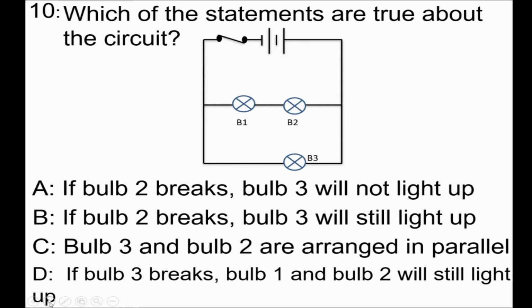So question for the last time, which of the following statements are true about the circuit? So we need two answers here. So the first answer is D. If bulb 3 breaks, bulb 1 and bulb 2 will still light up. And the second answer is C. Bulb 3 and bulb 2 are arranged in parallel.